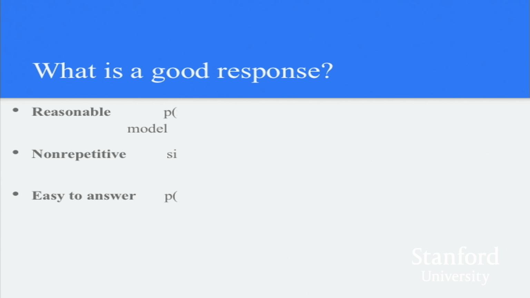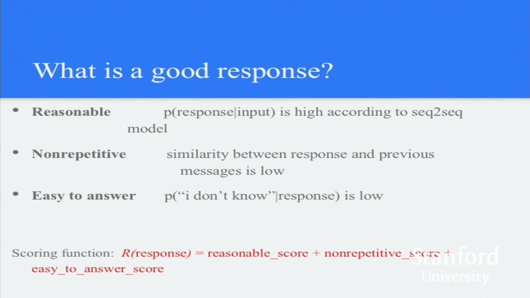The criteria we could think of for training a good response is that it is reasonable, so it makes sense, but also that it's non-repetitive, so we don't get in an infinite loop, and that it's easy to answer, so you say something a little bit more helpful than just "I'm 16." And in this paper, the authors come up with ways of computationally scoring a response according to these criteria. So they end up with a single scoring function that takes the response as input and returns some number indicating did we do a good job with this response or not.